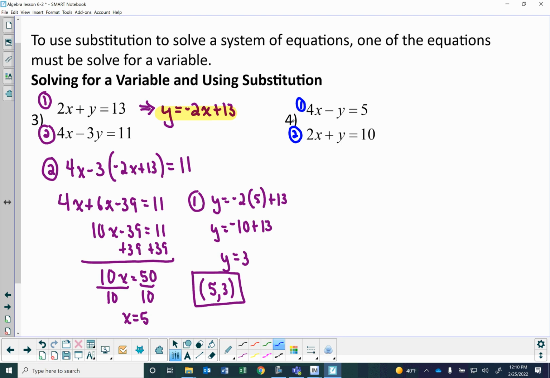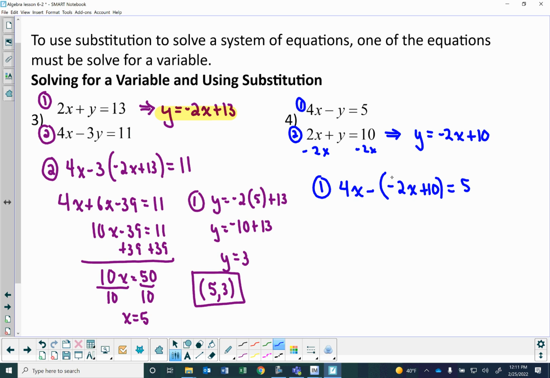So I could solve equation 1 for y, or I could solve equation 2 for y. I think it would be easier to solve equation 2 for y, because the first equation has a negative y instead of a y. So I'm going to take equation 2, and I'm going to solve it for y. So y will equal, remember you're going to subtract your 2x, negative 2x plus 10. So now in equation 1, every time I see a y, I'm going to put in negative 2x plus 10. So I have 4x minus y, which is negative 2x plus 10. Be very careful with those signs. And that's going to equal 5.